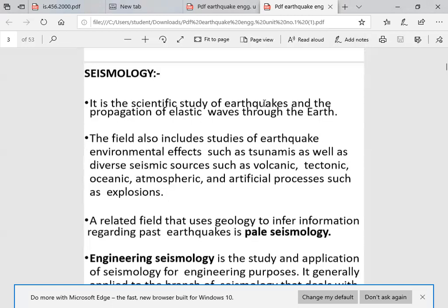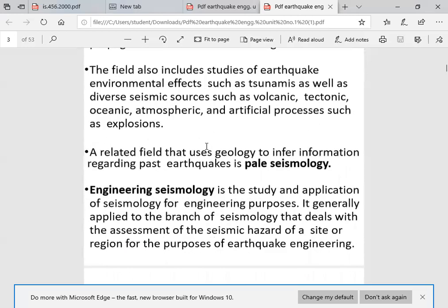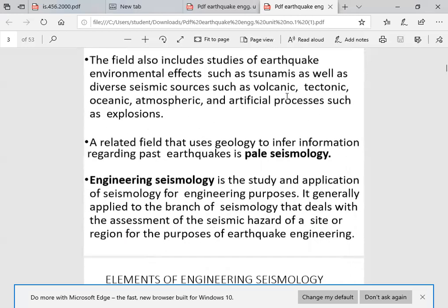In the study of earthquakes, what is an earthquake, earthquake terminologies, seismic waves, and which types of waves are created, all those parameters will come into the picture. The field also includes studies of earthquakes, environmental effects, tsunamis, as well as diverse seismic sources such as volcanic, tectonic, oceanic, atmospheric, and artificial processes such as explosions.